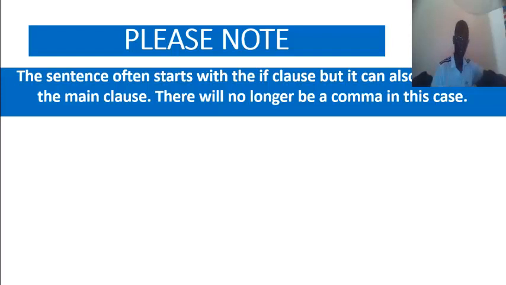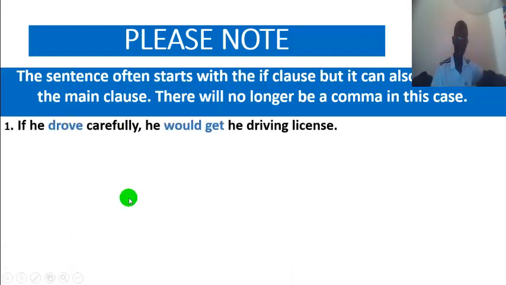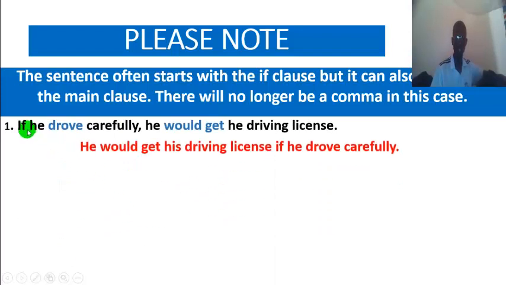Donc, la phrase subordonnée de condition peut commencer par le if clause. If he drove carefully, virgule, comma, he would get his driving license. Ou bien, he would get his driving license if he drove carefully. En français, s'il conduit prudemment, il obtiendra son permis de conduire. Ou bien, il obtiendra son permis de conduire s'il conduit prudemment. Mais la première phrase, on a une virgule parce qu'on a commencé par la subordonnée de condition. La deuxième phrase, il n'y a pas de virgule parce qu'on a commencé par main clause, ce qui est très possible.